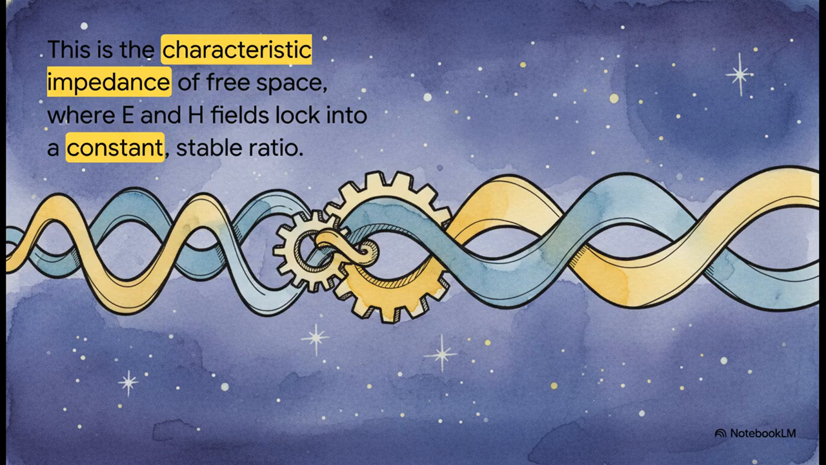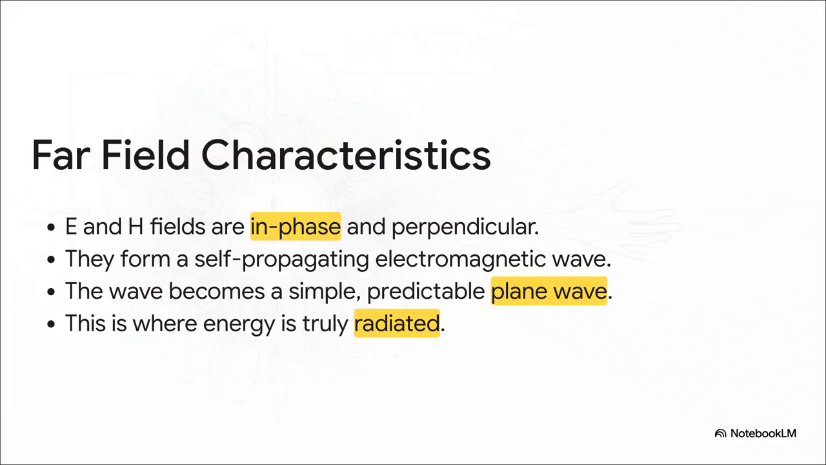Now, this isn't just some random number we pulled out of a hat. It's a fundamental property of the universe. It's called the characteristic impedance of free space. And what it means is that the E and H fields have finally locked into a perfect, stable, self-propagating ratio. So, out here in the far field, everything finally clicks into place. The E and H fields are in phase now, working together. They're perpendicular to each other, forming this beautiful, unified electromagnetic wave that just radiates energy away. The wave becomes a simple plane wave, which just means its behavior is finally simple and predictable.